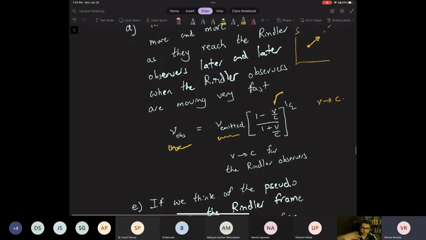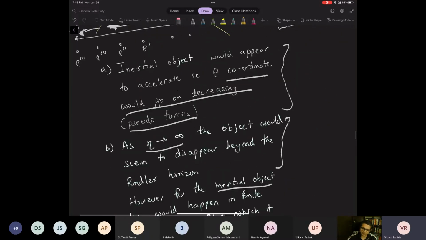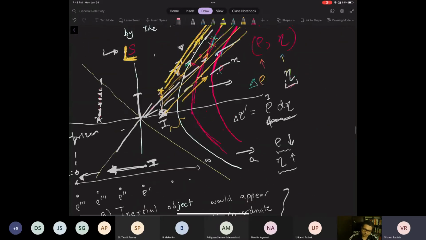And for the observers outside, the signals that they receive from you will always reach them in a finite time. In fact, they'll see you approaching the horizon slowly, but they'll never quite see you crossing the horizon. For them, for these accelerating observers, they will have to wait till an infinite amount of time has passed. Then you cross the horizon, but that never happens.